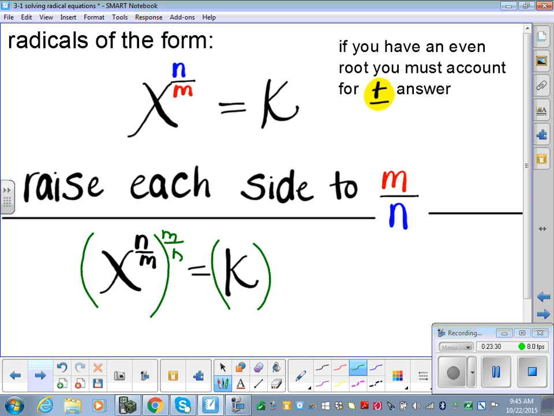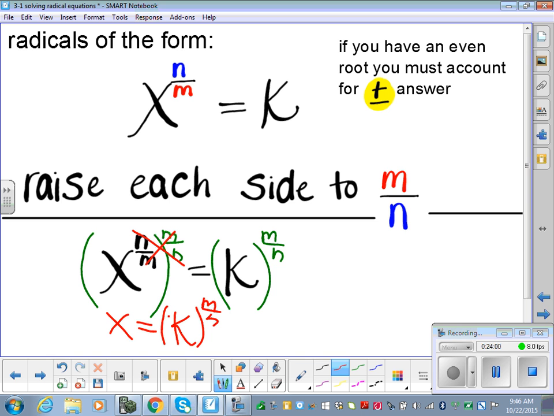m/n. So wouldn't that cross out and become 1? Yes, right? There's an n on top and n on bottom, and m on top and m on bottom. So that would become 1, but we have to do it to both sides evenly or else we change the problem. So I'm raising both sides to the m/n power. On this side, that becomes 1, which leaves us with x. So x is equal to k raised to the m/n power.